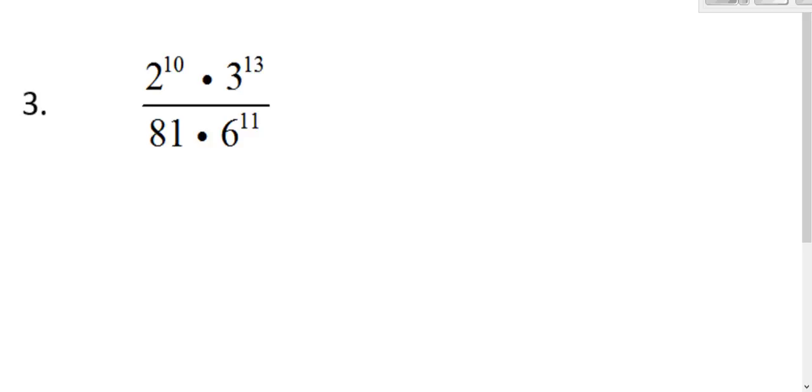So when you're simplifying a problem like this, you want to break it down all to their prime numbers. So 2 is prime, so that's okay. 81 is not prime. We'll break that down to, you can think of it as 9 and 9, but that's really just 3 to the 4th. So call that 3 to the 4th. 6 is 2 times 3, so that's to the 11th power, so they both get the 11th power.